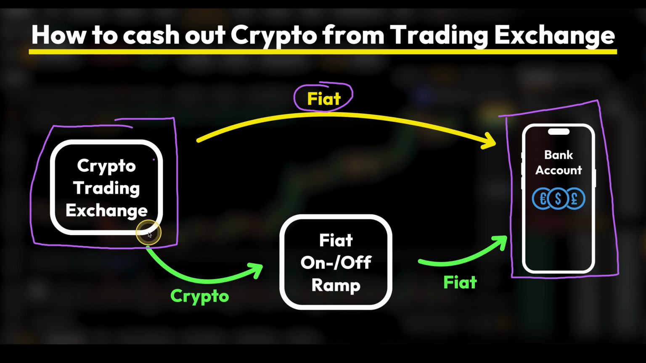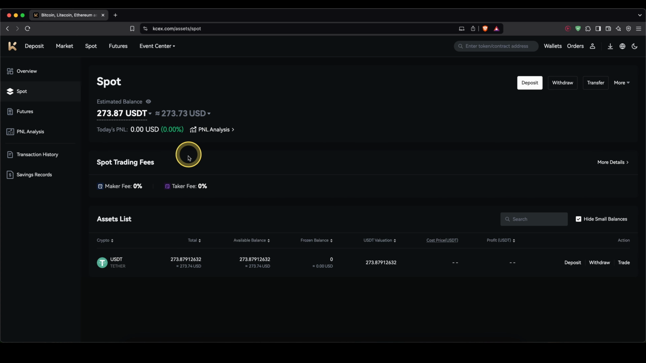So the other way would be to first send crypto from that exchange to a so-called fiat on and off ramp, which is basically an exchange that is optimized for interacting with fiat money with your own bank account. So we first send crypto here, convert it then to fiat, and then send fiat from here back to our bank account. Unfortunately, it's not possible to withdraw any money directly from KCEX to your own bank account. However, there is no problem. I will now show you a second method which will work guaranteed 100%.